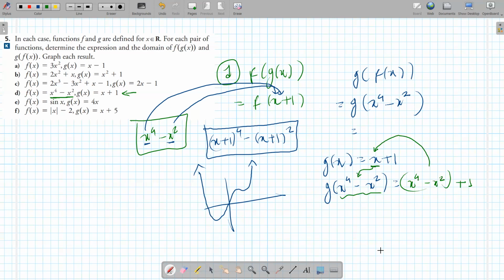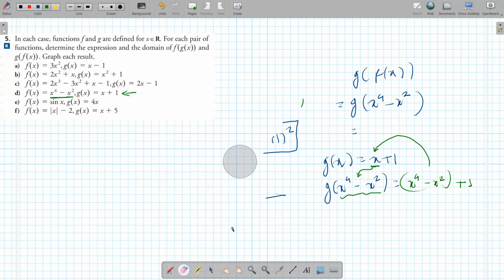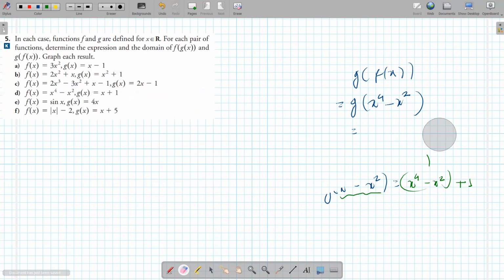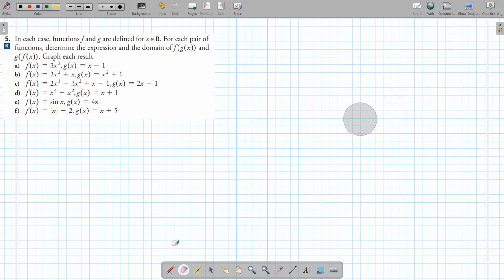Cool? Do you understand this? Replacing the x's? Just replace the x's with what your input is, or what you have in the bracket.